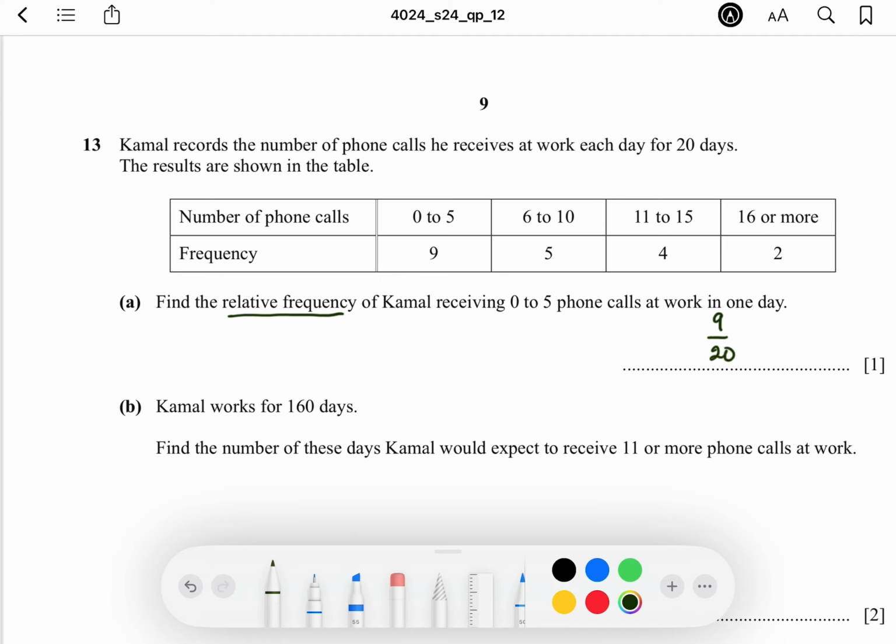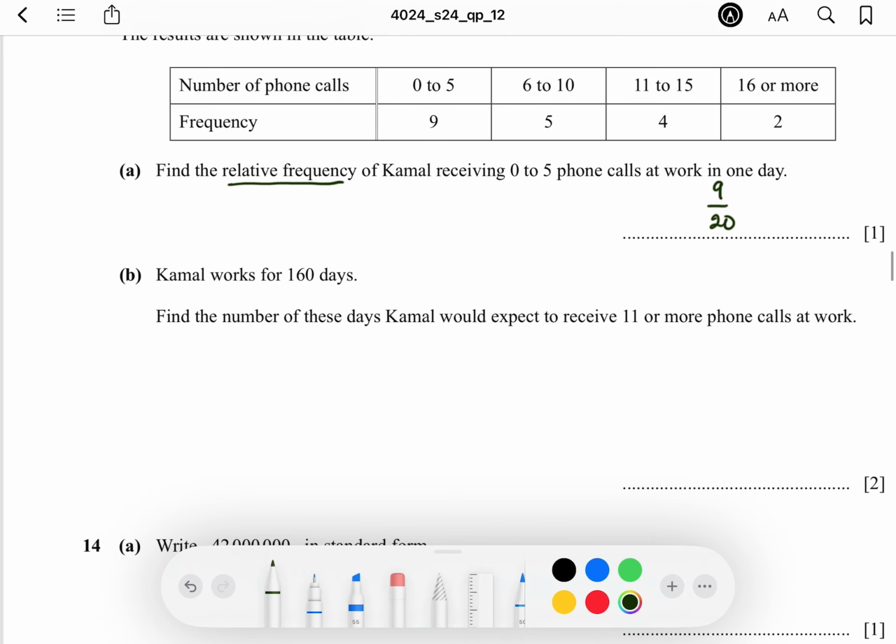So, in other words, relative frequency is something like probability. What's the frequency of it relative to the whole thing? Because the question doesn't ask to find the frequency. If the question asks for frequency, it will be 9. But this question is asking for relative frequency. So what is the frequency relative to the whole thing? So the whole thing has 20, so just 9 out of 20. Okay, you make it into a numerical value.